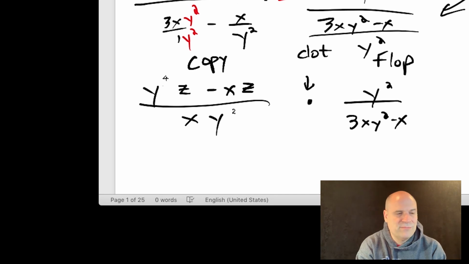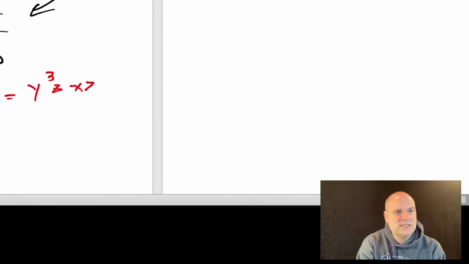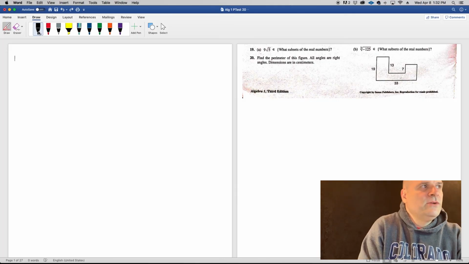We're gonna try to cancel things that can be canceled. Well, these are subtraction problems, so you can't really cancel things in there. This y squared and xy, you can take a y out, so that cancels. So now when we multiply across, we get y cubed z minus xz over x times this whole thing, 3xy squared minus x. That was involved. That was challenging. Okay, the directions say write as a simple fraction with all exponents positive. All exponents are positive. All right, 2 more problems, then we're done.